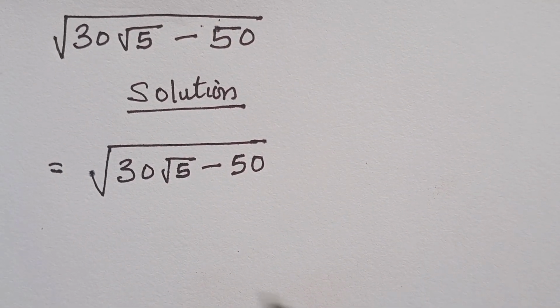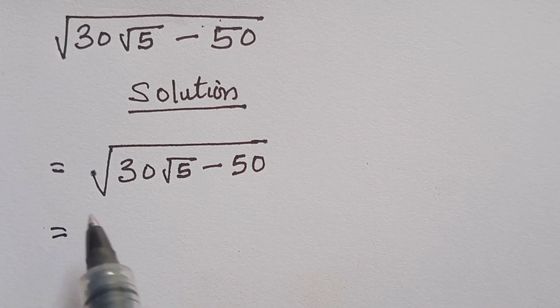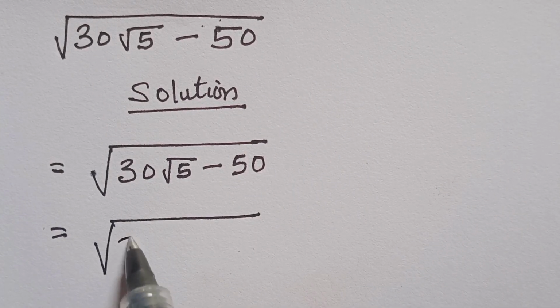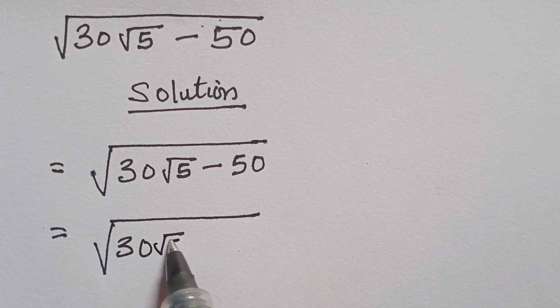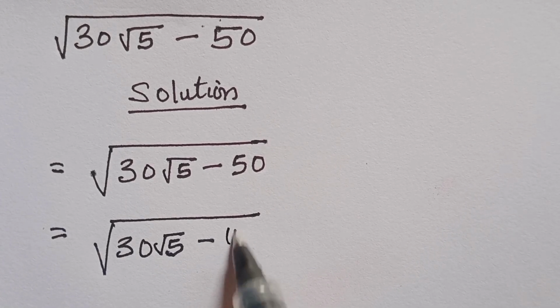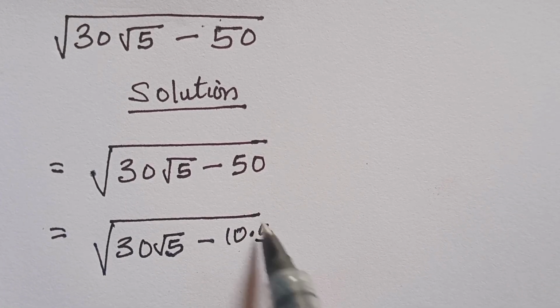Simplifying this kind of square root of algebra is easy and straightforward. Follow me to the end of this video so that you'll be able to know how to simplify this kind of square root of algebra. We have square root of 30, square root of 5, minus 50.